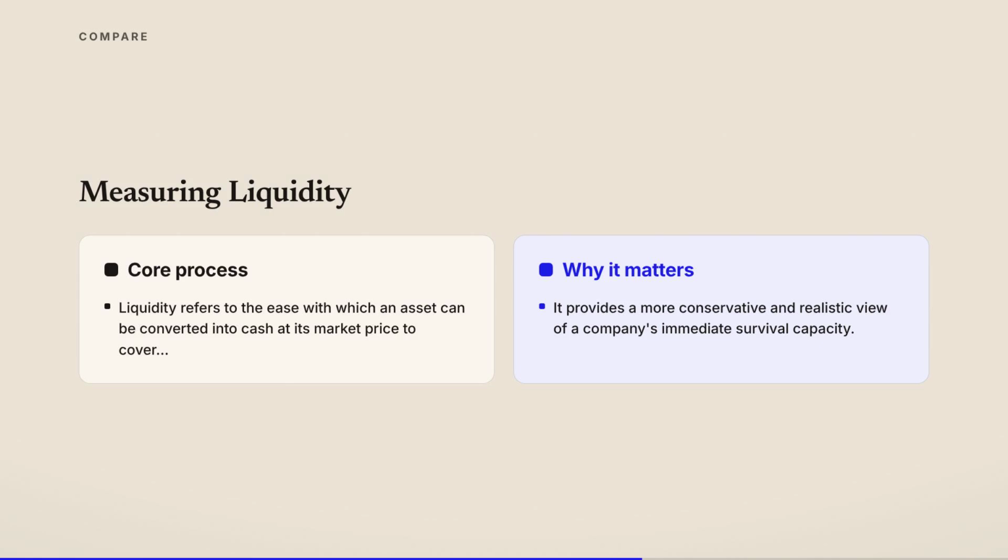Imagine a high-end jewelry store. They may have millions in current assets via gold and diamonds, giving them a high current ratio. But if no one is buying, they can't pay their rent with a necklace. The quick ratio reveals that vulnerability by focusing only on assets that can be turned into cash within roughly 90 days. It provides a more conservative and realistic view of a company's immediate survival capacity.